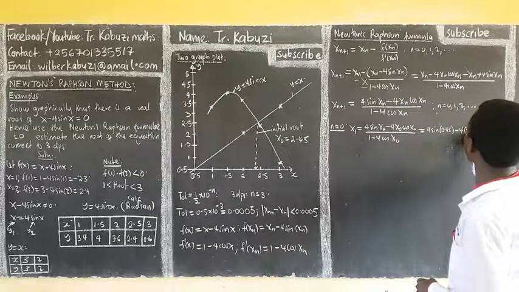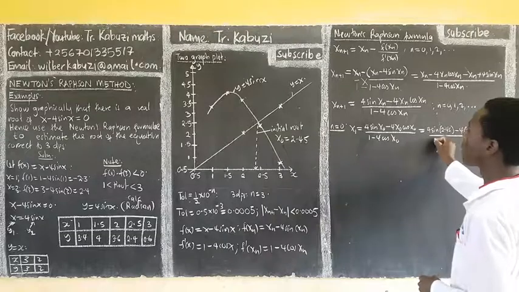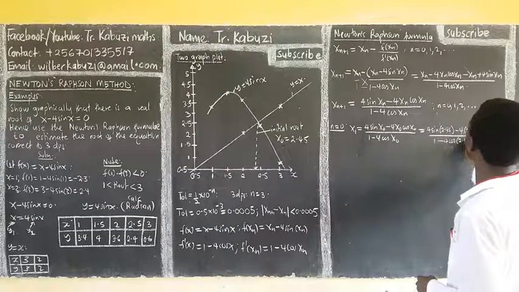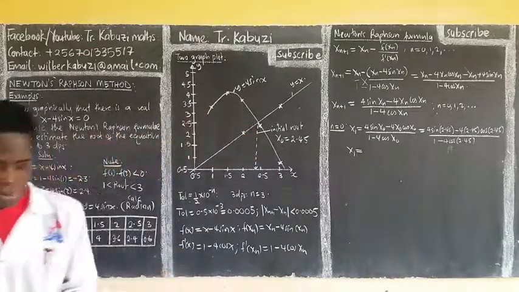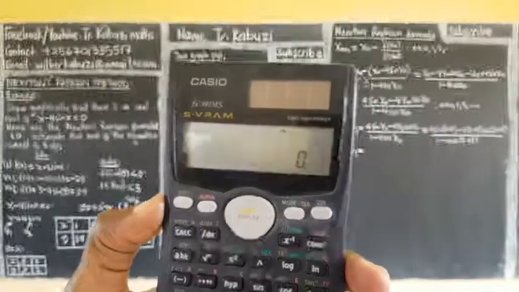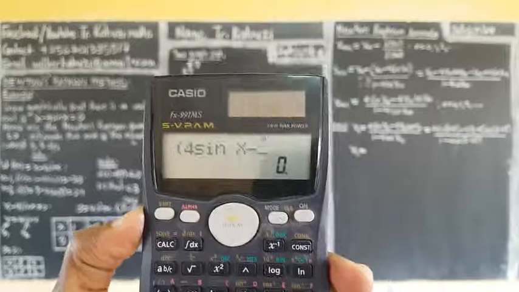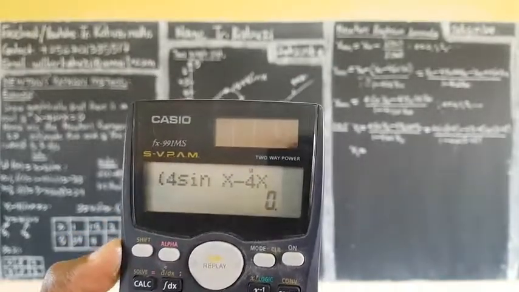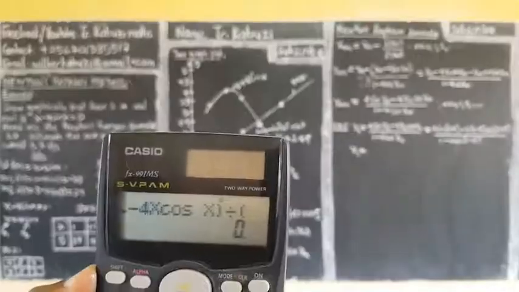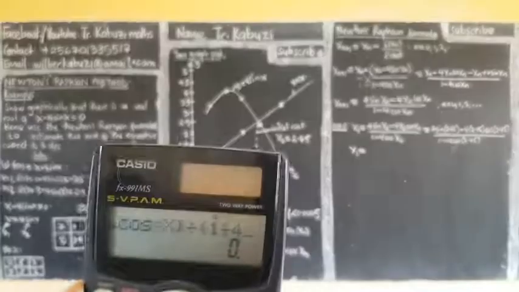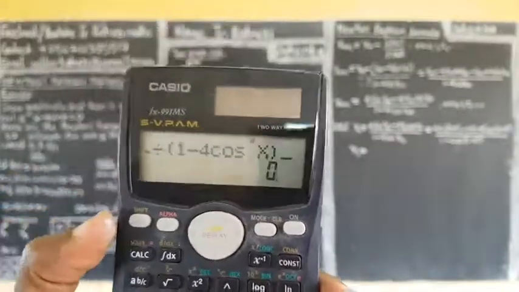So our x0 now is going to be 4 sine 2.45. So that here, my x1 is going to be, I told you how to put those values onto a calculator. You open brackets, then you say 4 sine, then you press this x, then you say minus 4, you need an x, then cos of x. Then you close that bracket, then you divide with, open brackets, 1 minus 4 cos, then you press this x here. Then you close brackets.